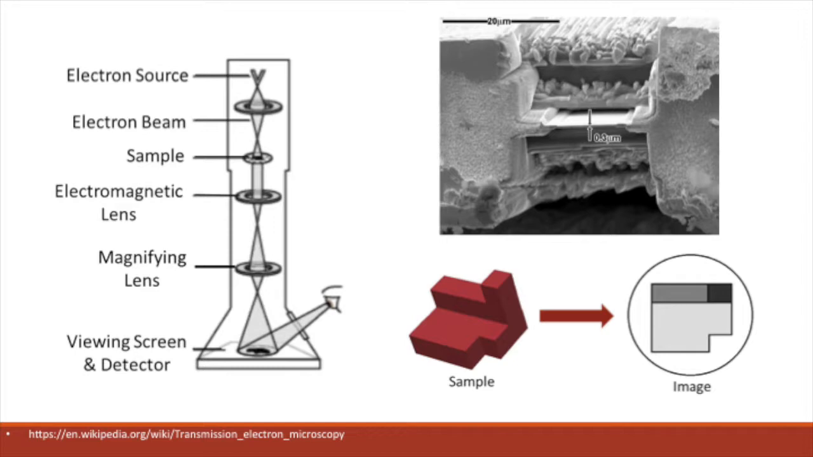All of the electrons that make it to the detector combine to make a single image, where thicker portions of the sample appear darker in contrast than thinner portions. This can be seen in the sample structure in the lower right, where an imaginary 3D structure on the left will produce the hypothetical TEM image on the right.